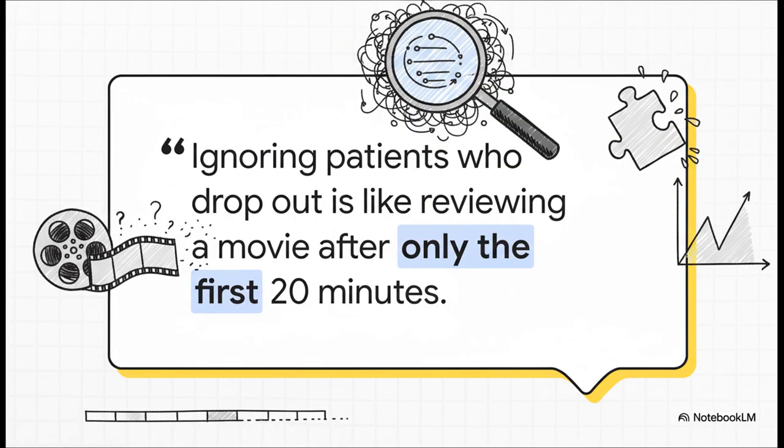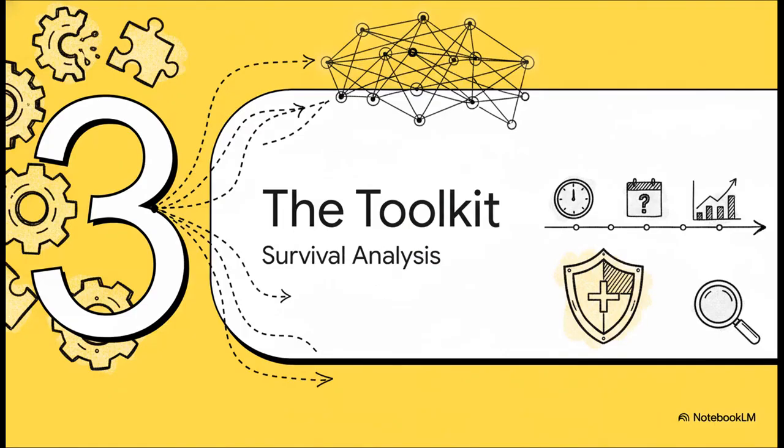And I love this analogy because it just hits the nail on the head. If we just toss out the data from people who leave a study early, our results get seriously biased. It's like you're trying to review a whole movie, but you only watch the first 20 minutes. Of course, your conclusion is going to be wrong. So how do we fix this? How do we deal with this messy, incomplete, but incredibly important data?